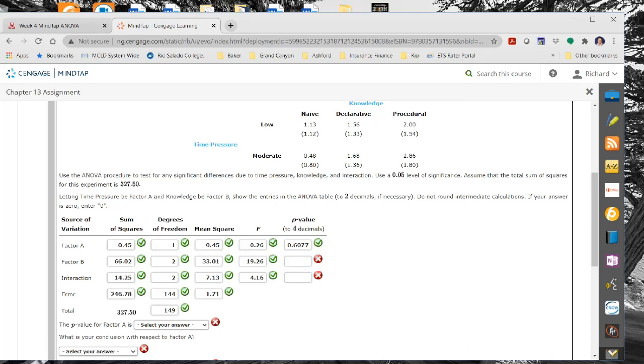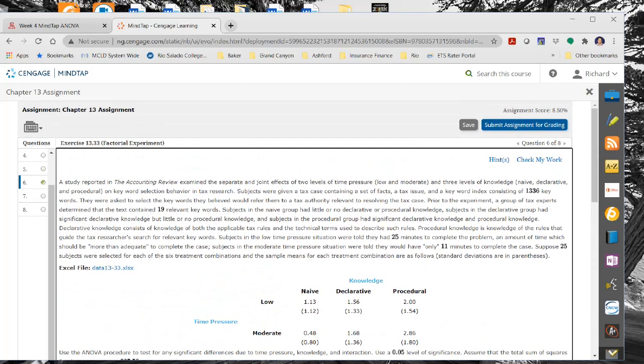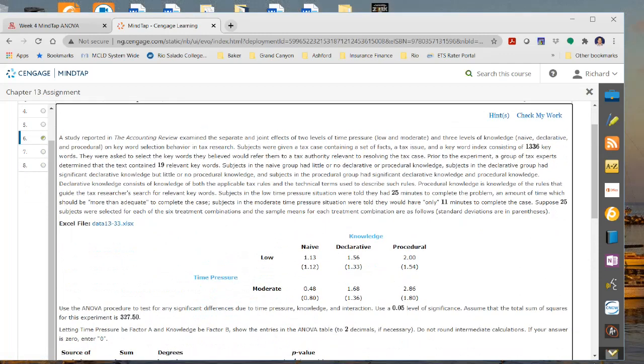I am, by request, going to make a hopefully short video about the Chapter 3 assignment, and in particular, this question number 6. So this is a factorial experiment. They give you this data, and you can download it into Excel. I've already done that. But what they have here is both the means and the standard deviations. This isn't the two scores. It's a mean and a standard deviation in parentheses.